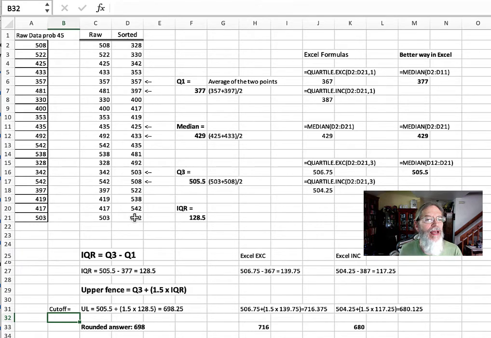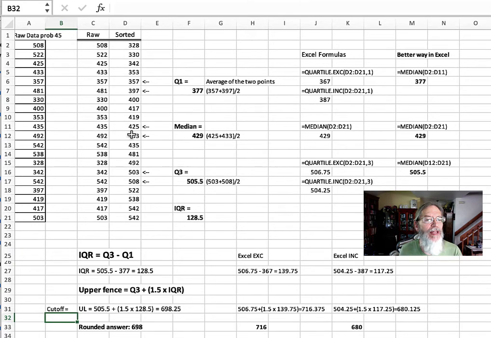So the median would be between number 10 and number 11. There are 10 values here and 10 values on the bottom. So I have to take those two and average them. If I average them, I'm going to say what's 425 plus 433, divide that total by 2, and I get 429 for the median.